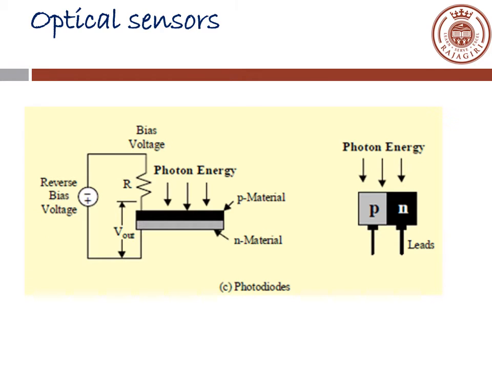Coming to the next kind of sensor, which is the commonly used optical sensor, you have the photodiodes, and you can see the structure of a photodiode. You have the p-type material and an n-type material, and this is how the photodiode is constructed.